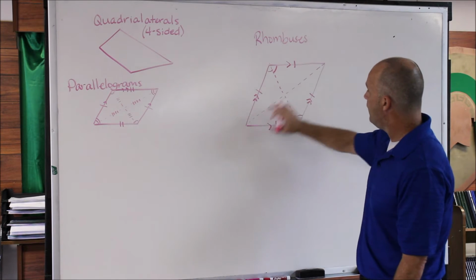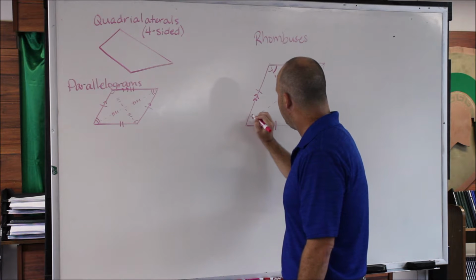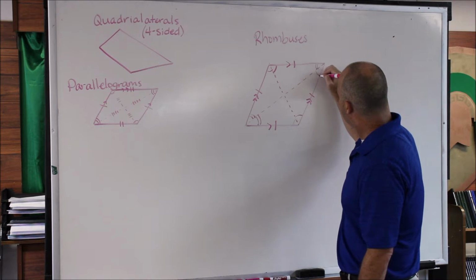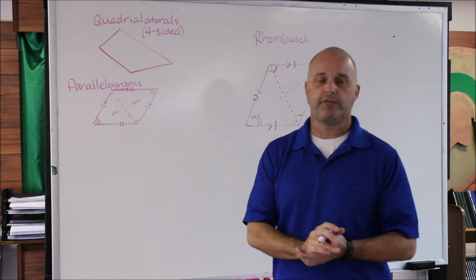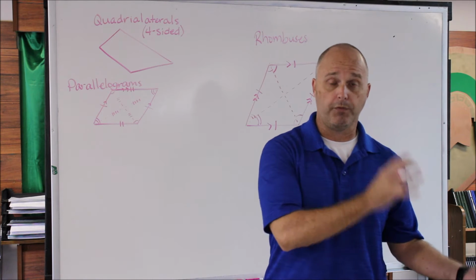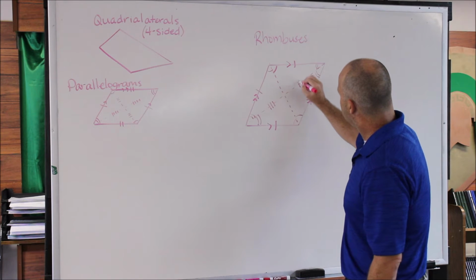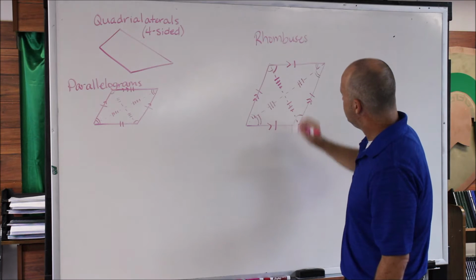Now, going over to the other pair of angles, that means that these bisected angles are also congruent. So we can put our markings in there. Now, the diagonals, they are going to bisect each other just like they did with parallelograms. So we know that this here is congruent to this here, and this here is congruent to this here.